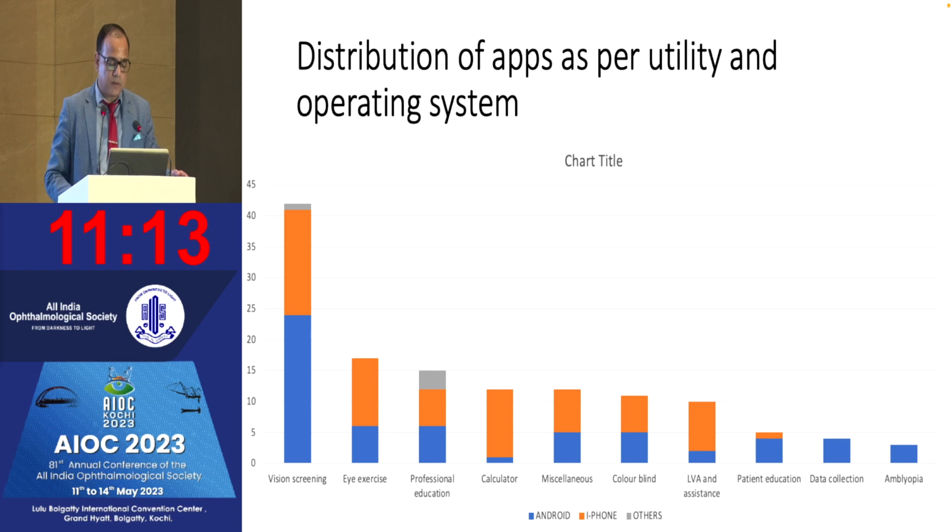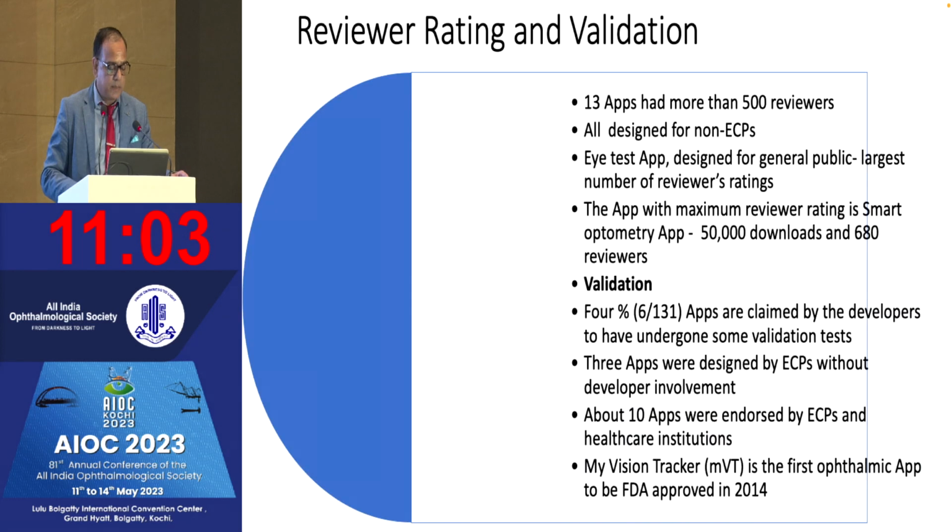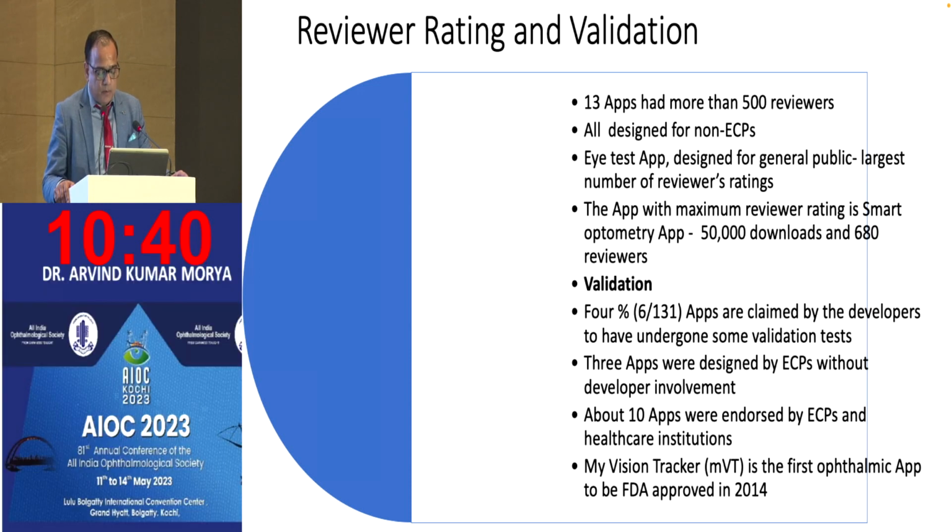These are the distributions of applications as per utility and operating system. Topping the chart is vision screening, then eye exercise, professional education, etc. Regarding reviewer rating and validation, 13 applications had more than 500 reviewers, all designed for non-eye care professionals, including the eye test application designed for the general public, which had the largest number of reviewers. The application with the maximum reviewer rating is the Smart Optometry app, with 50,000 downloads and 680 reviewers.